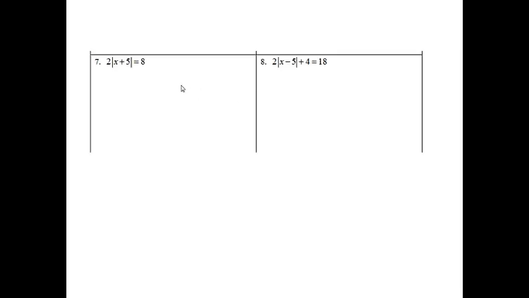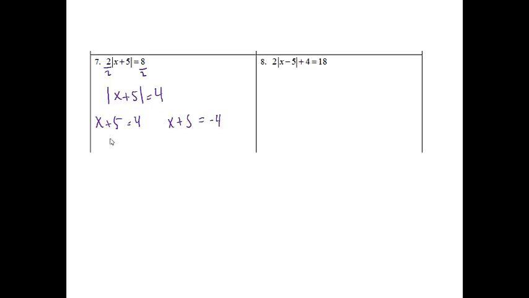Okay, number 7, 2 times the absolute value of x plus 5 is equal to 8. We need to solve it. I cannot write my two equations until the x plus 5 is by itself, so I'm going to divide both sides by 2. Notice I did not subtract. I'll get the absolute value of x plus 5 is equal to 4. Now at this point in time, since my absolute value is by itself, now I get two equations. X plus 5 equals 4, and x plus 5 equals negative 4.